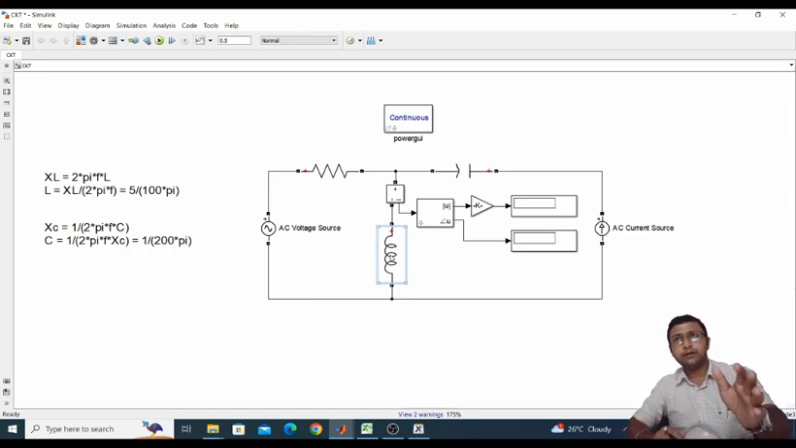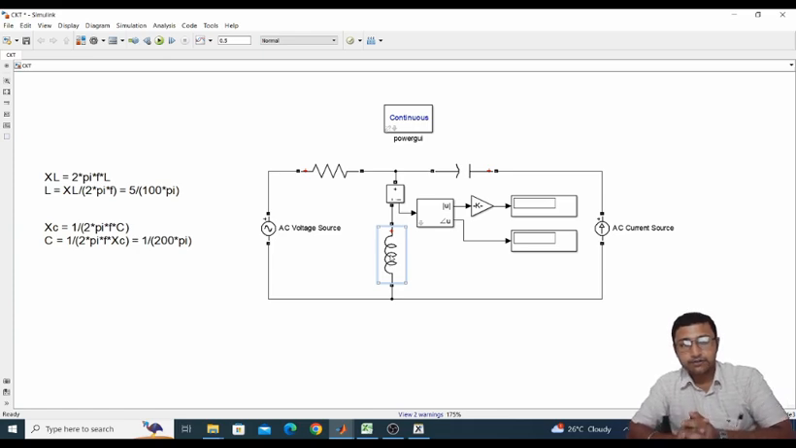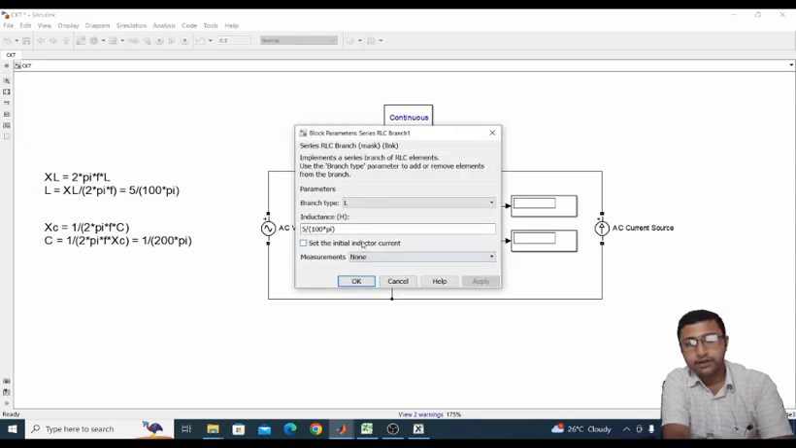From our basic electrical knowledge, XL, the inductive reactance, can be written as XL equal to omega L, where omega is the angular frequency, equal to 2 pi into f, where f is the supply frequency, which is mentioned as 50 Hertz. So omega is 100 pi. So omega L equal to the given 5 ohm, so L equal to 5 by omega. Omega equal to 100 pi, so L is equal to 5 by 100 pi. That is mentioned in this part. Okay. So now if I open the value of L, it is showing 5 by 100 pi. That is in terms of Henry, right?